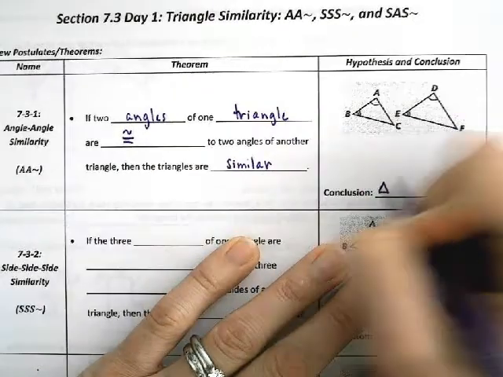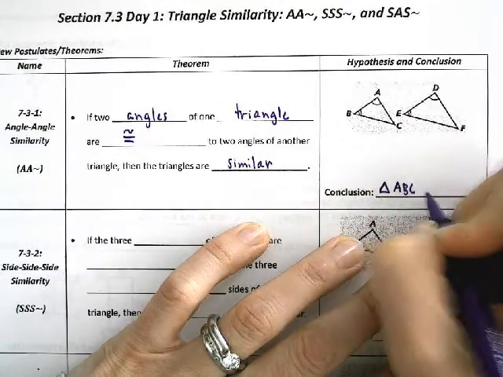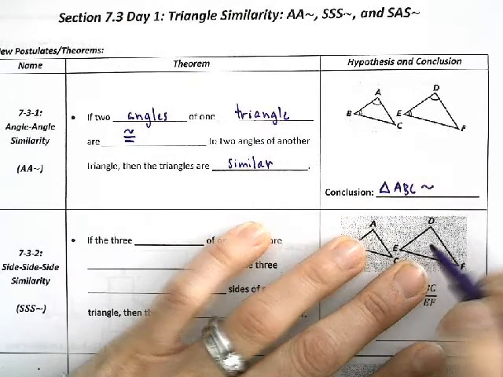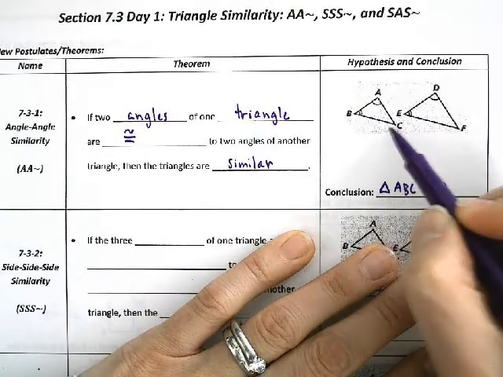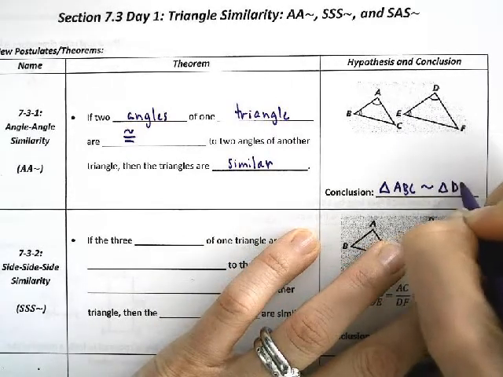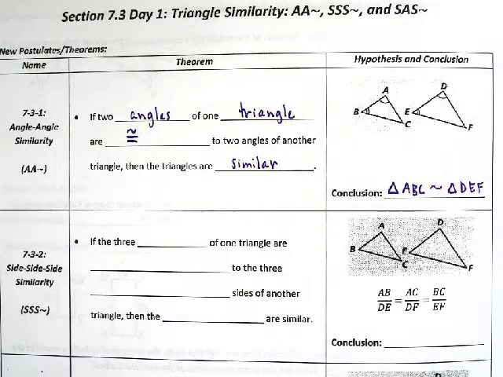So I'm going to write our similarity statement. We can say triangle ABC, use our symbol for similarity, and then we just want to make sure we do our vertices in the same order. So if I went ABC, we would finish that off with triangle DEF. So that's angle-angle.